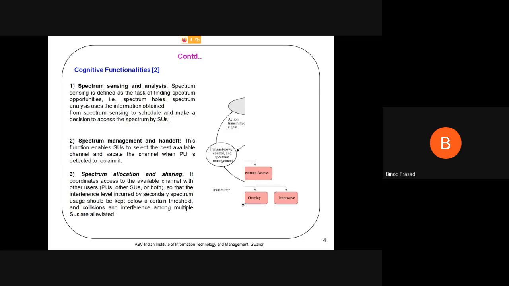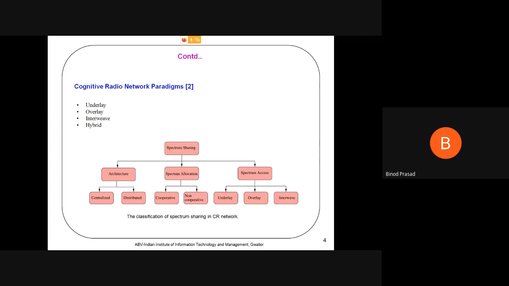Now, if you are talking about cognitive radio network paradigms like spectrum sharing, this spectrum sharing can be classified in three approaches basically. One is architecture, where it can be divided into centralized as well as distributed. The centralized structure says that all CR users who are going to use a given band will share their information with the centralized unit, where the centralized unit will allocate the band for a given time and based on the given geographical area.